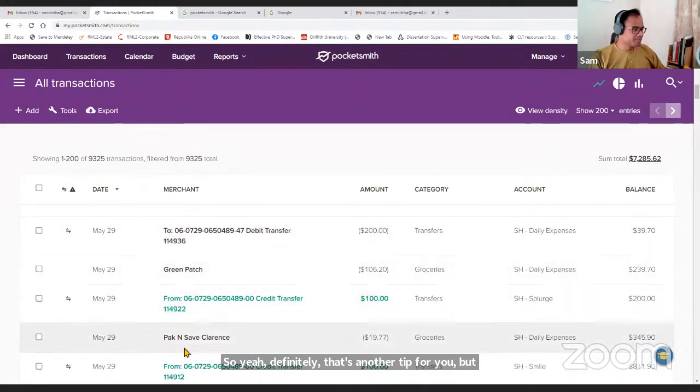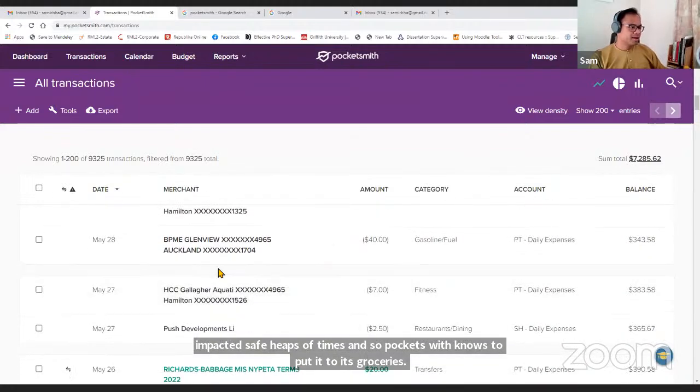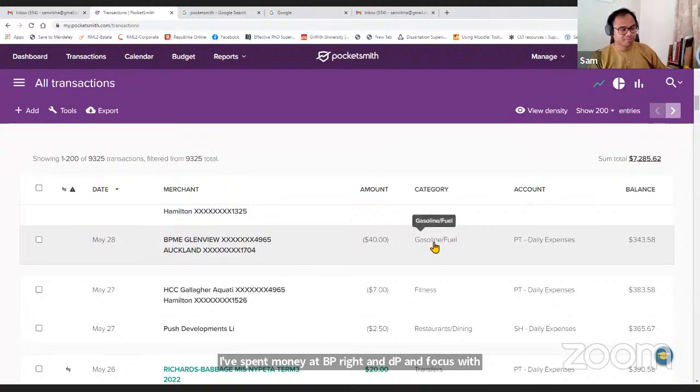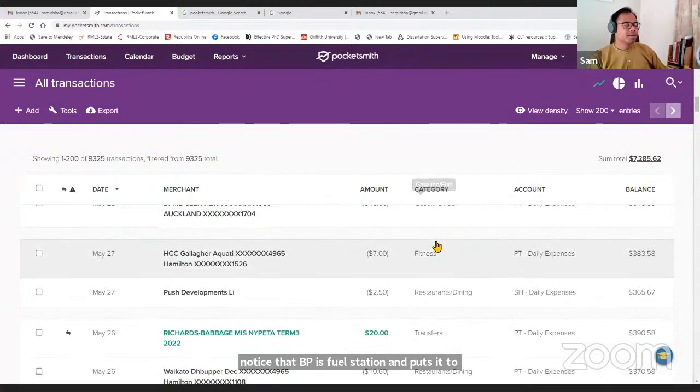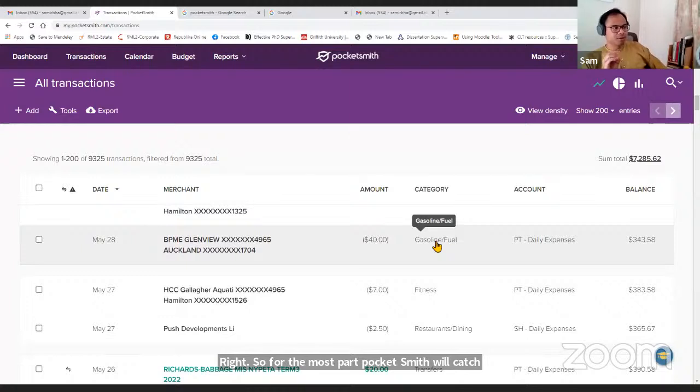Say for example, I'm going to Pack and Save. I've spent in Pack and Save heaps of times, and so PocketSmith knows to put it to groceries, right? I've spent money at BP, and PocketSmith knows that BP is a fuel station and puts it to gasoline and fuel, right? So for the most part, PocketSmith will categorize things automatically for you. 80% of the time they get it right, 20% of the time they get it wrong. So you still do want to review some of those lines.